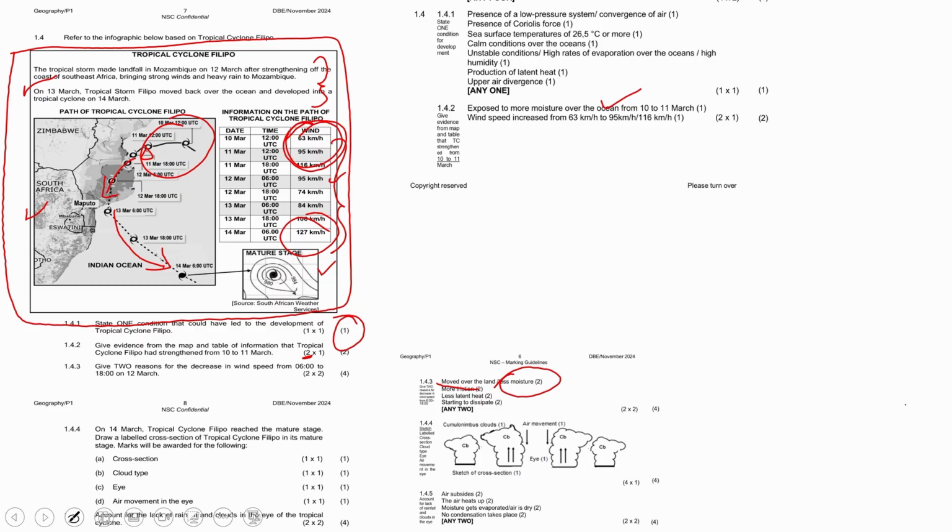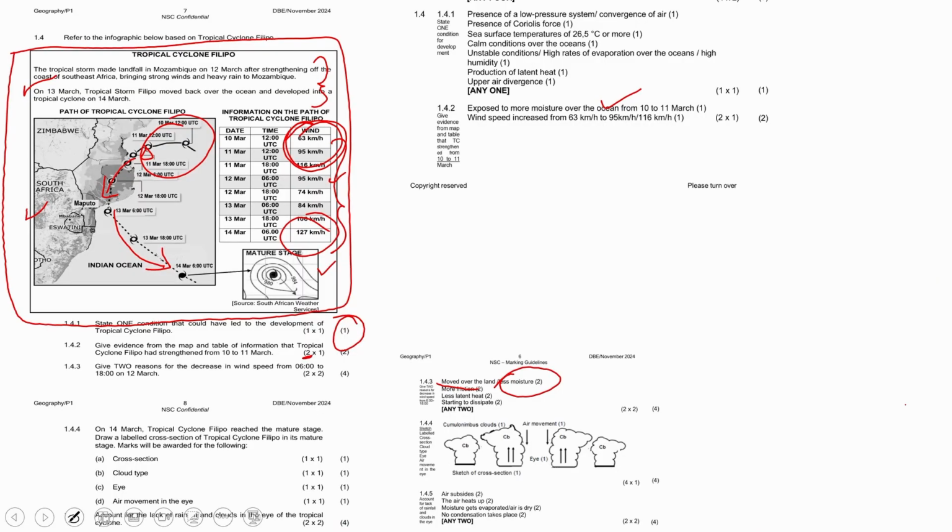Okay? I'll take now 14.4 as my last question. Okay? 14.4 is very, very clear on what the examiner wants from you. You have to draw, okay, a labeled or an annotated drawing showing a cross-section of the mature stage, at which Filippo is. And what do you do with that cross-section? Marks will be allocated for 1, the cross-section itself, okay? 2, the cloud type. 3, the eye. And 4, the air movement in the eye.